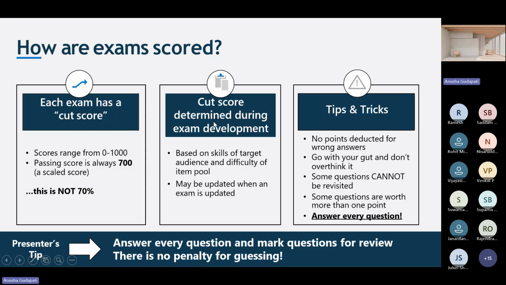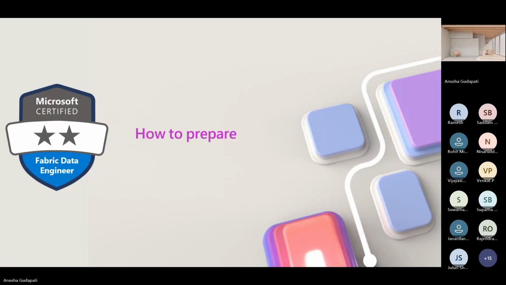And also with the tips and tricks, there are a few questions that you have to be cautious about, where you cannot go back and review. Some questions out of all these 52 to 53 questions cannot be revisited. So just ensure that you read the question and the subsection properly, and understand which among those will not be applicable for review. Again, as mentioned in the slide, answer every question and mark questions for review. There is no penalty for guessing and no negative marking.